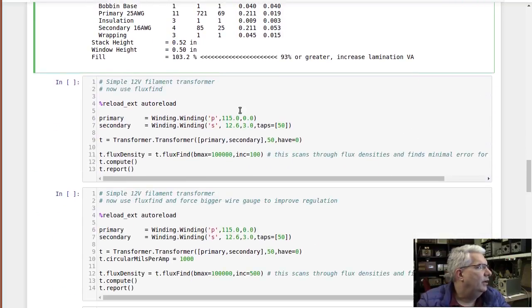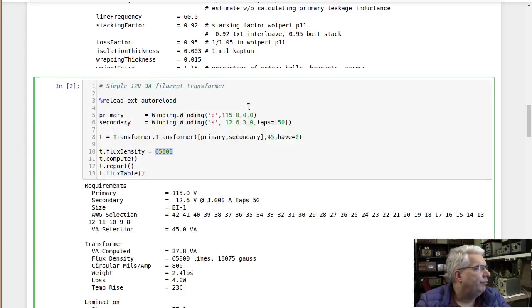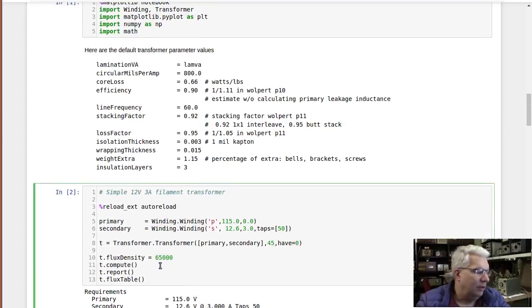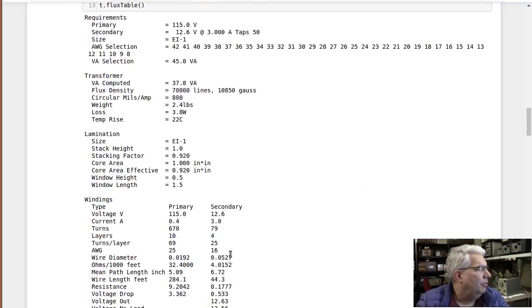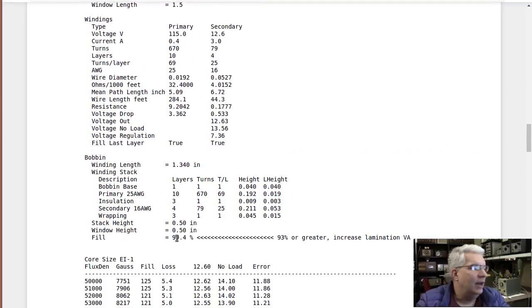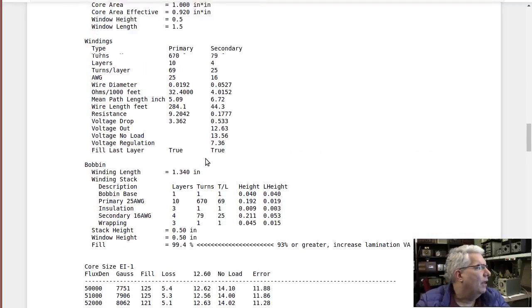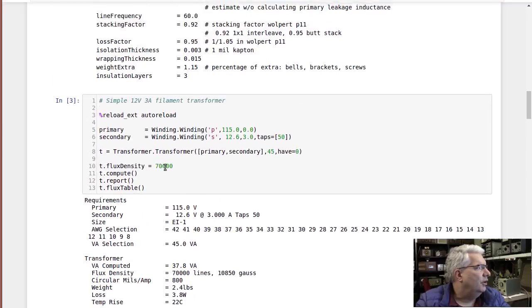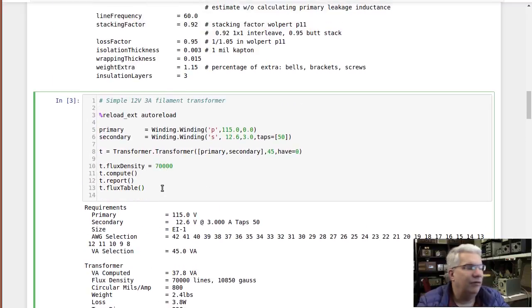We can do that down here by changing this. Let's say we want to change this to 70. And then what ends up happening to our build height? Okay, so now we're at 99. I typed in some extra code here. This prints out the flux table. This will scan through the flux range and actually show you the build heights as well as the errors involved.